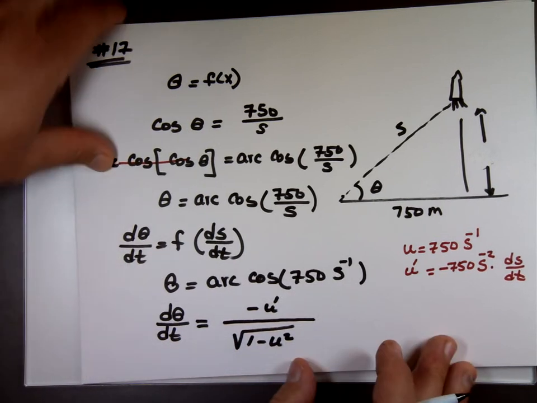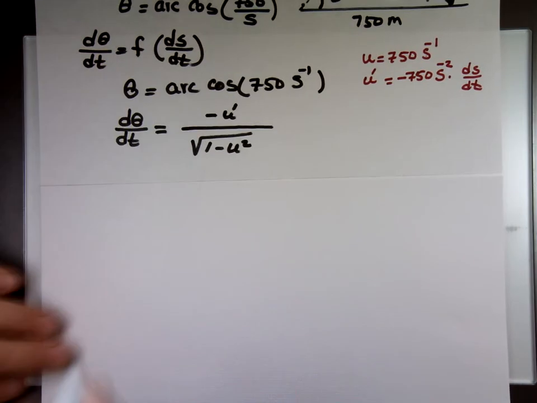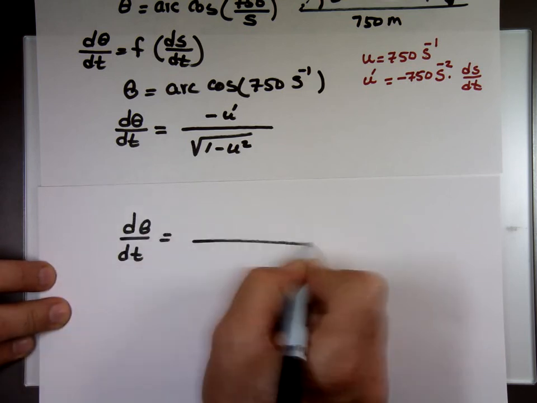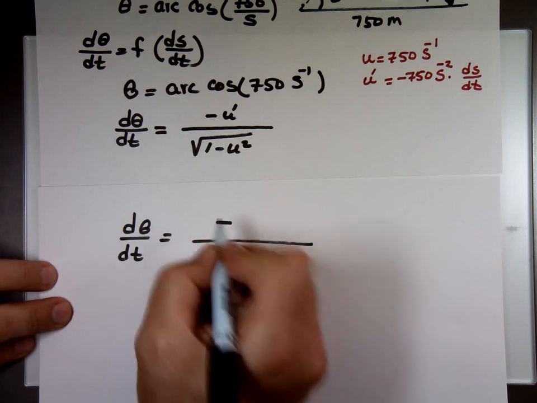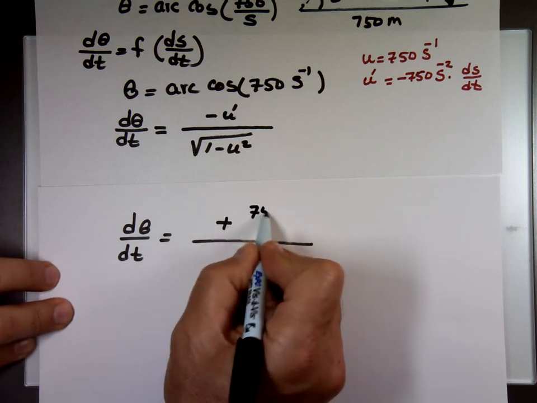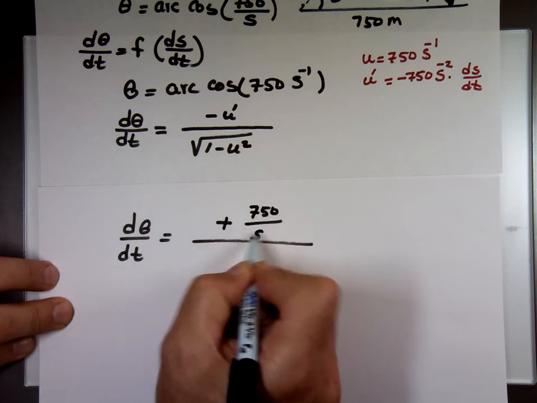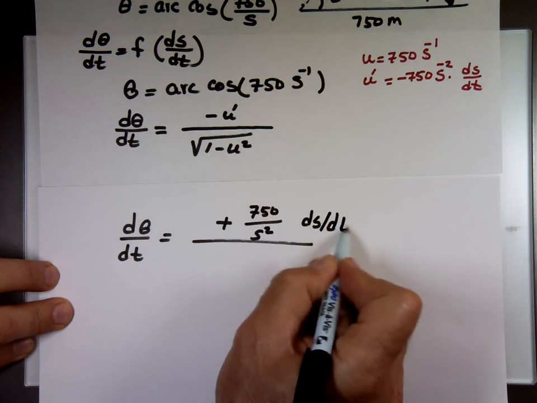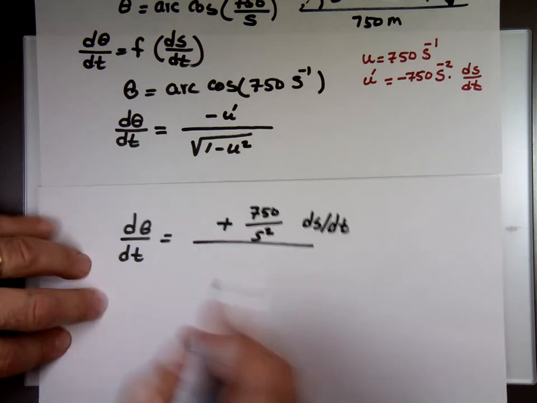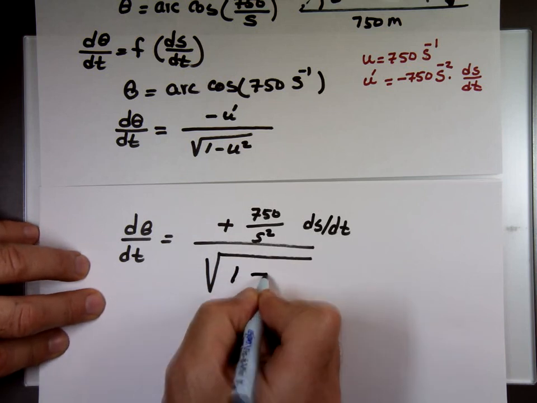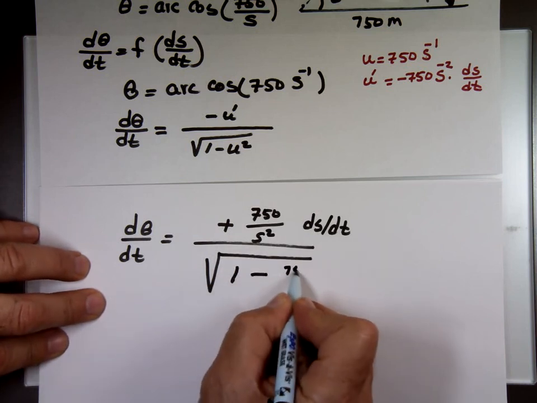Plug in these values. What is u prime? That would make it a plus. When I clean it, it will be 750 over s squared ds dt. That's the derivative. In the bottom is going to be the square root of 1 minus 750 over s, squared.